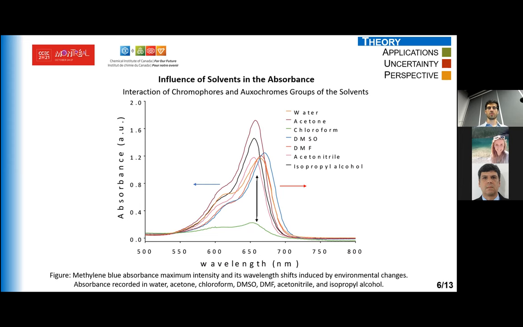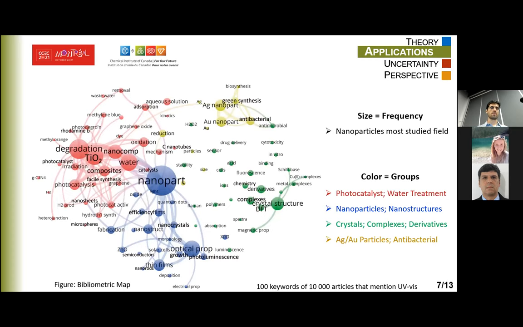So then we did the bibliometric map of the UVVs, accounting the 100 keywords of the 10,000 most cited articles that mentioned the UVVs. And not surprisingly, nanoparticle is the most studied field, as you can see by the difference in the size of the circles. And we identified four different groups that were more prominent: here in red would be photocatalyst and water treatment. In blue, we are seeing the nanoparticles and nanostructures. In green, we are seeing crystal complex derivatives. And in yellow, it's still nanoparticles, but focused on gold and silver nanoparticles and antibacterial applications.